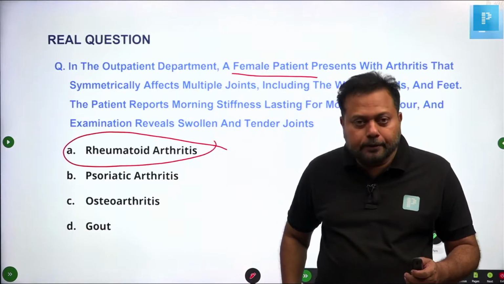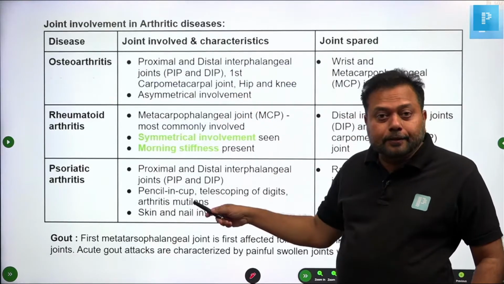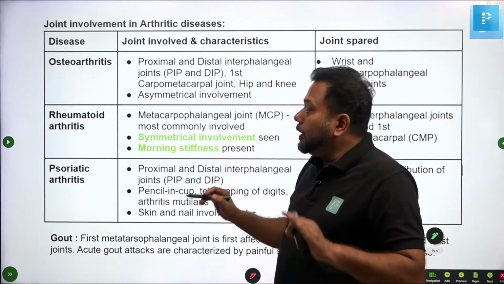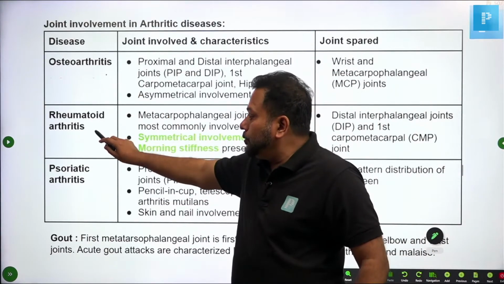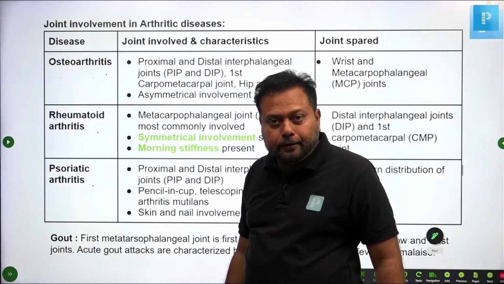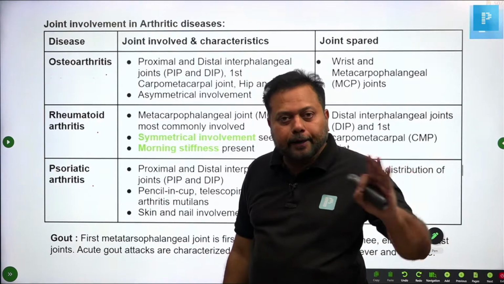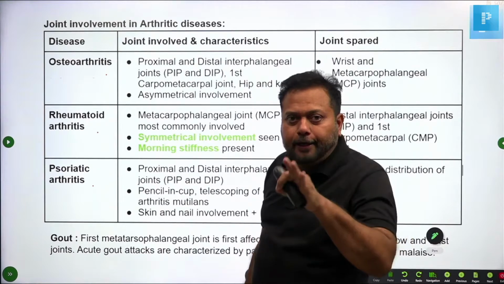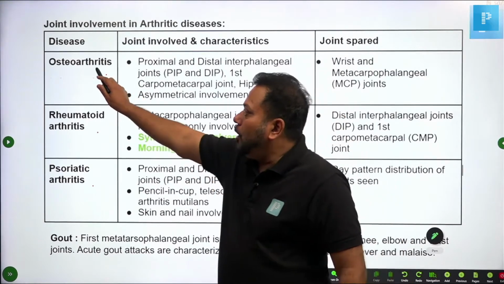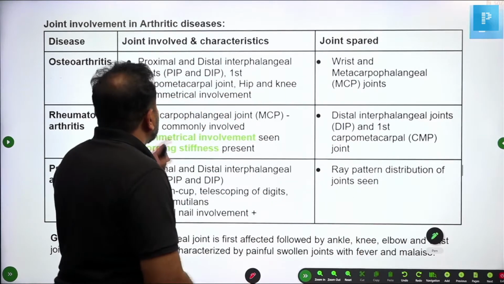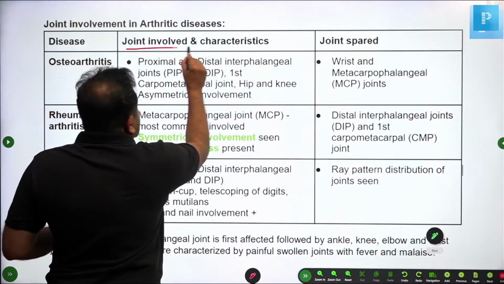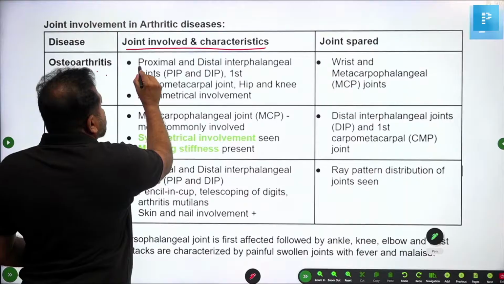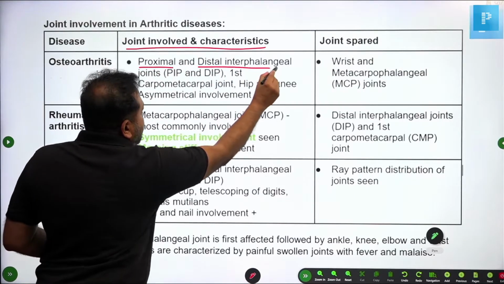Okay. Rheumatoid arthritis. Please focus your full attention. First you see this, then I will give you the salient points. You see, arthritis: you should know osteoarthritis, rheumatoid arthritis, psoriatic arthritis. One more thing is there, ankylosing spondylitis. That is coming as a separate topic, that's why I didn't include it here. You see, in osteoarthritis, the main joints that are characteristically involved are the proximal and distal interphalangeal joints.